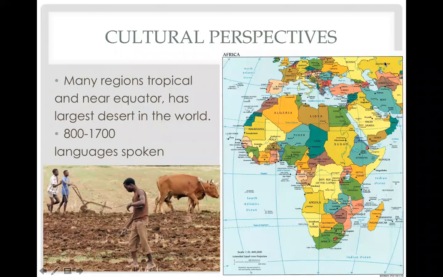All right, so cultural perspectives. Like I said, Africa is a huge continent that you can see here. Because it is such a large continent, there are many different climates as well as geographic environments. There is desert, jungle, rainforest, and even some Mediterranean-type environments up in northern Africa. It is home to the largest desert in the world. It's the second largest continent in the world, and it's estimated that 1 billion people live here.